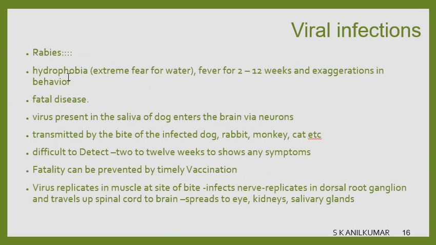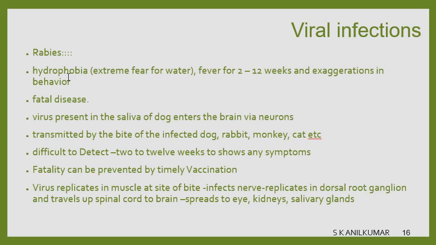Right? Rabies: fear of water is the main characteristic displayed by a person who is affected by rabies. They will have fever, but only after 2 to 12 weeks of getting the rabies infection will they display the symptoms. So finding out that a person is infected is very difficult. It is a very fatal disease. Why is it fatal? Because this comes from the virus present in the saliva of a dog or a cat, and then it enters the brain via the neurons.